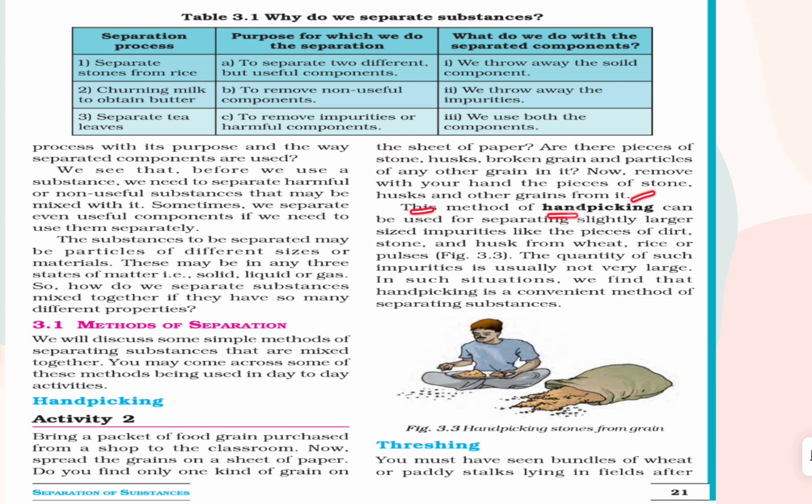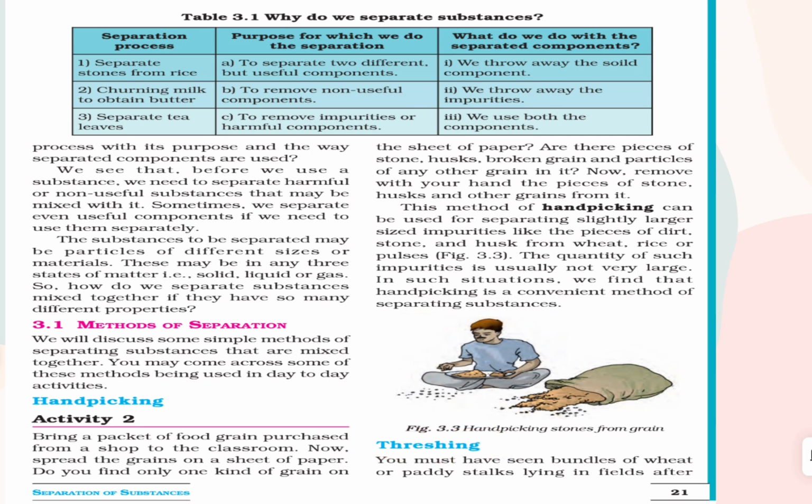This method of handpicking can be used for separating slightly larger sized impurities like pieces of dirt, stone and husk from wheat, rice or pulses. The quantity of such impurities is usually not very large. In such a situation, we find that handpicking is a convenient method of separating substances.